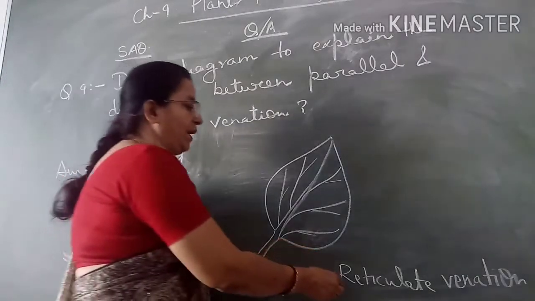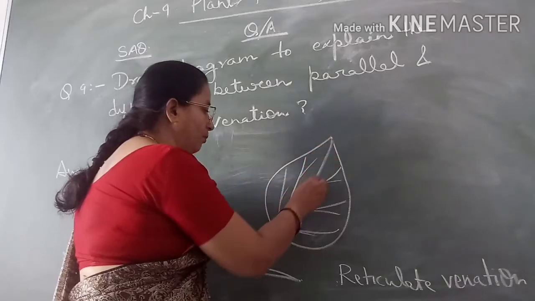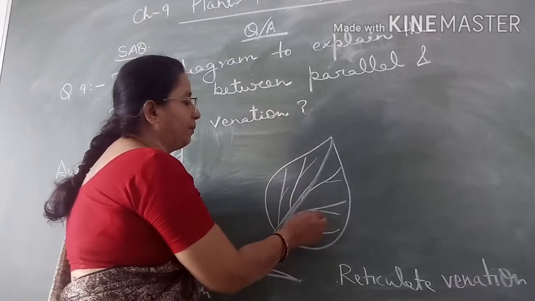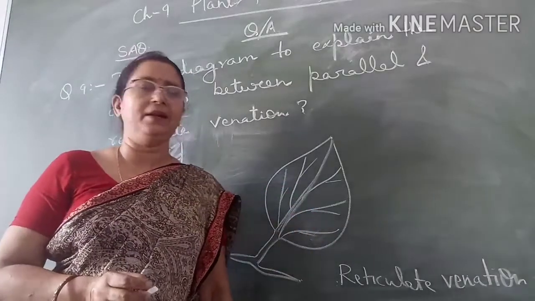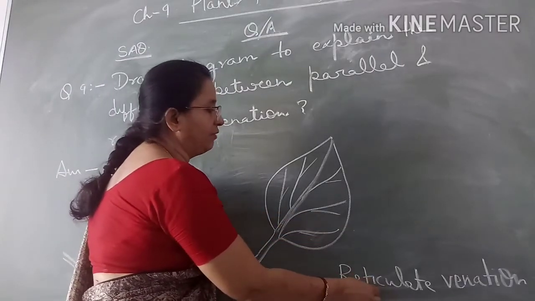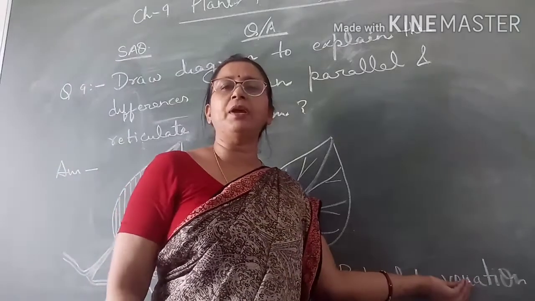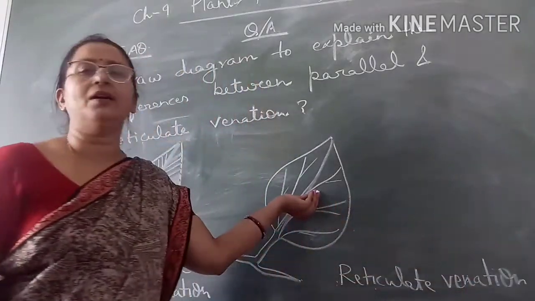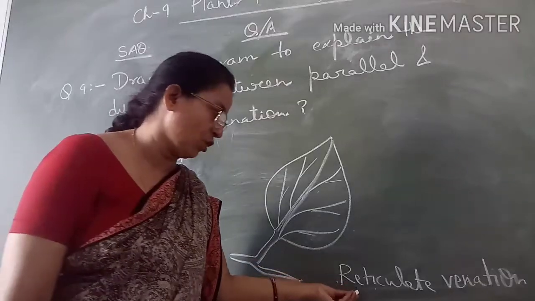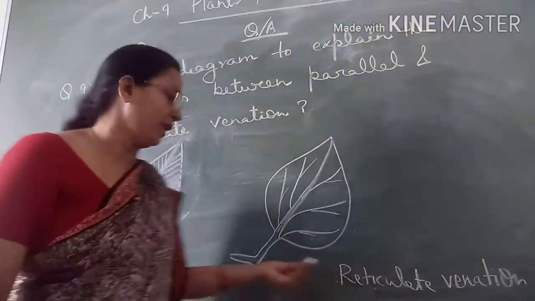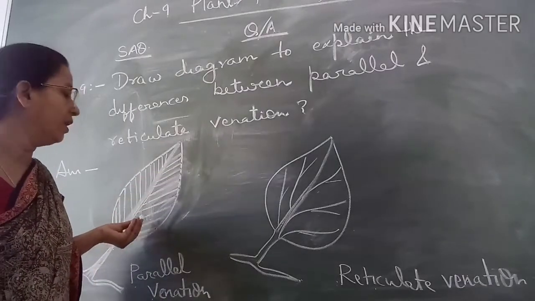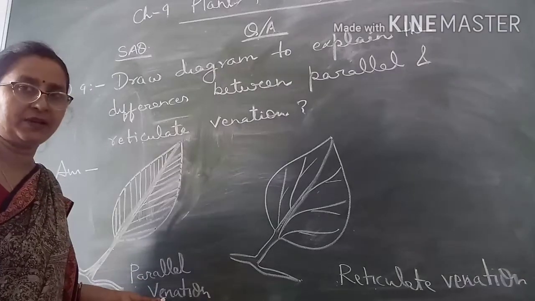Now come to the reticulate venation. Here also there is a midrib, and the arrangement of veins is in a reticulate pattern. It is not parallel to each other. That's why such venation is called reticulate venation. Venation means arrangement of veins. You can see here the arrangement of veins is in a reticulate manner. That's why it is called reticulate venation. Whereas here the arrangement of veins is parallel to each other. That's why it is called parallel venation.